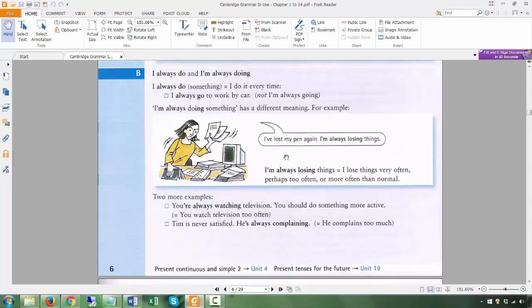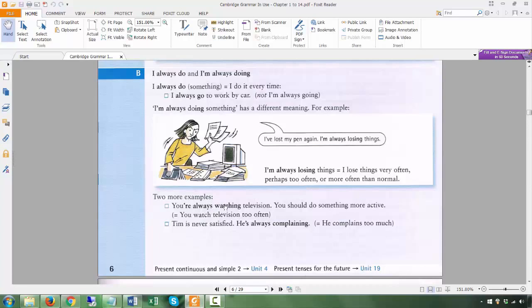So if your colleague comes to work at 9 o'clock, whereas he should be coming at 8:30, you could complain to your boss or to another colleague, "Oh, he's always coming to work at 9 o'clock." So it's a kind of negative thing. He's doing something very often, too often. It's a kind of complaining.